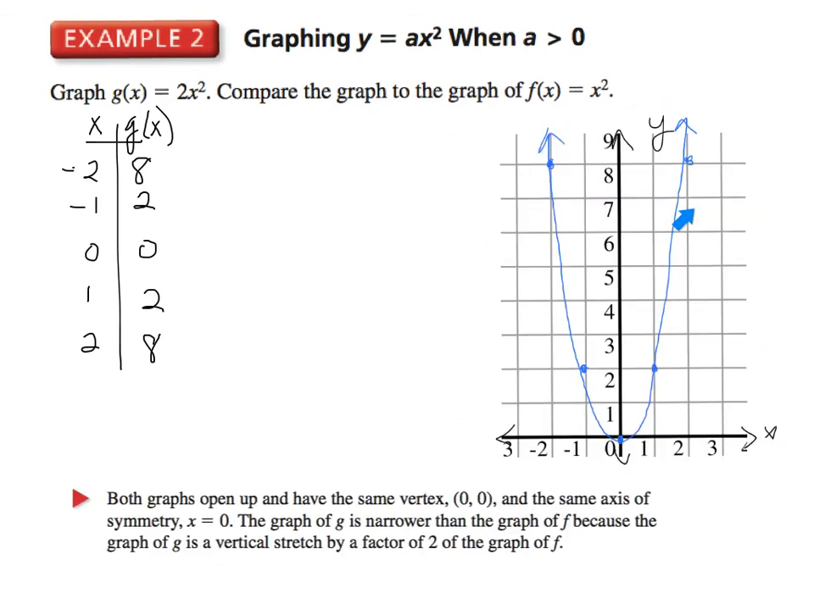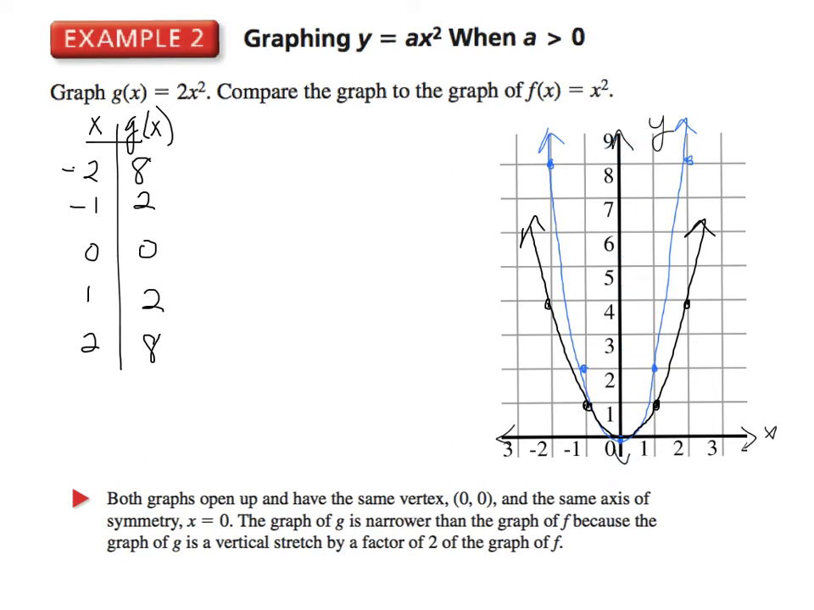If you wanted to draw the parent function on here as well, you could do that. So let's say that you did do that. And if you did do that, you would get something that looks like this, which is completely fine. But you'll notice some things that are the same. Both graphs open up. They both have the same vertex of (0, 0). And they have the same axis of symmetry. The axis of symmetry here would be x equals 0.